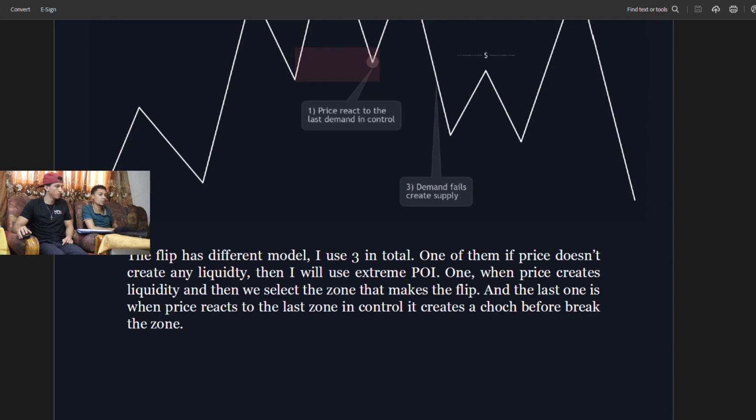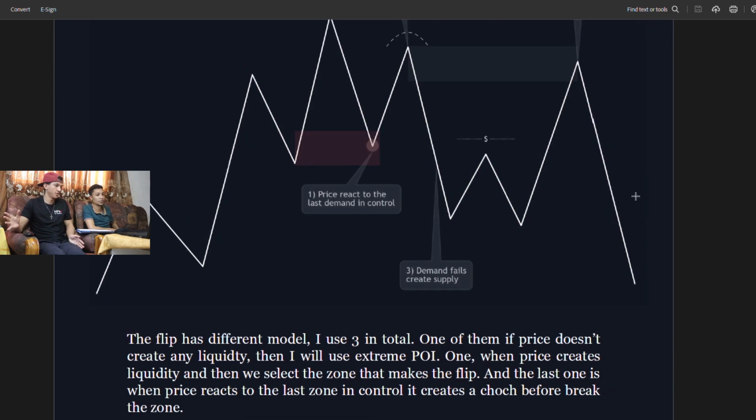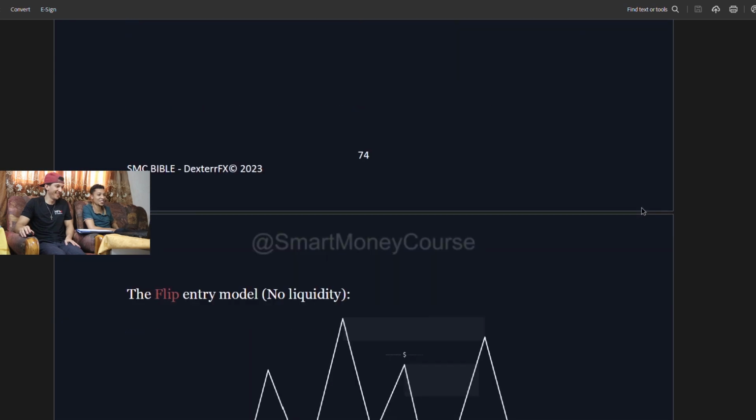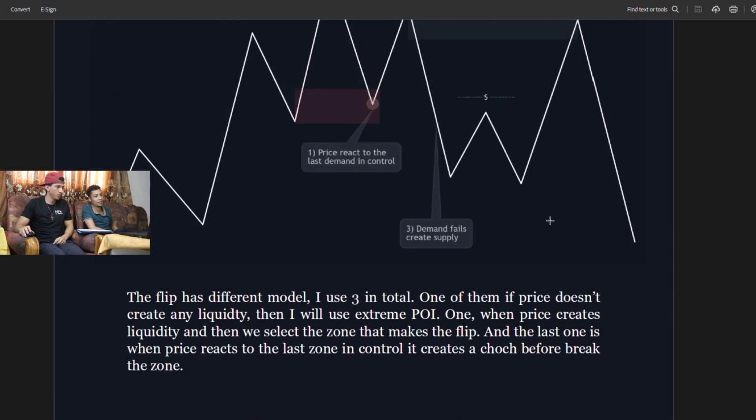The flip has different models. The author uses 3 in total. One of them, if price doesn't create any liquidity, then he will use extreme points of interest. Order block point of interest is just a different word for order block. Another is when price creates liquidity and then we select the zone that makes the flip. And the last one is when price reacts to the last zone in control, it creates a change of character before it breaks the zone. Then the flip model with no liquidity. We just see the difference between the two firstly.